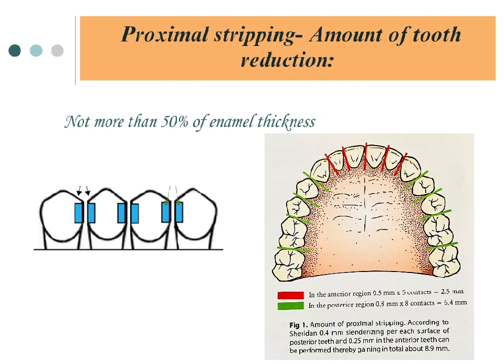Then, on seeing the amount of tooth reduction in proximal stripping, it should not be more than 50% of enamel thickness. In the anterior region, 0.5 mm into 5 contacts, that is equal to 2.5 mm, can be reduced, which is depicted in the picture on the right side. And in the posterior region, 0.8 mm into 8 contacts, that is 6.4 mm in total.